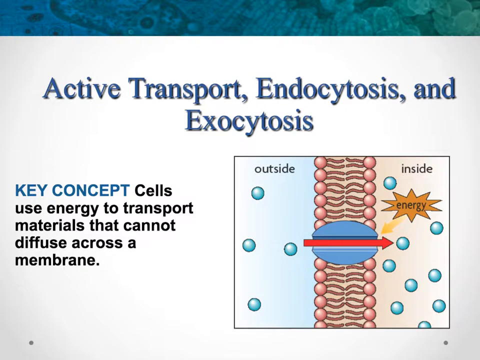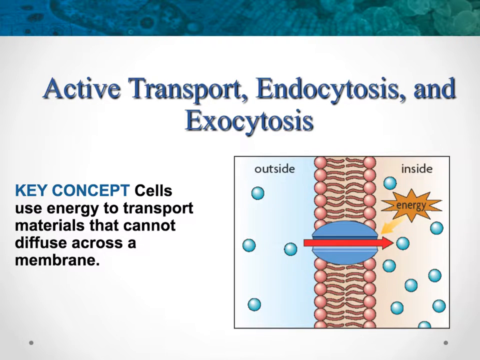So this lecture is going to focus on active transport, in particular endo and exocytosis. We also call endo and exocytosis bulk transport. So we're talking about anything that uses energy. On the left-hand side you're going to see the key concept, and you'll see that concept probably written on a number of these slides.